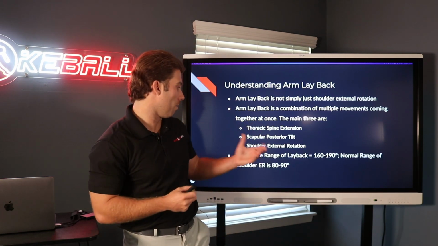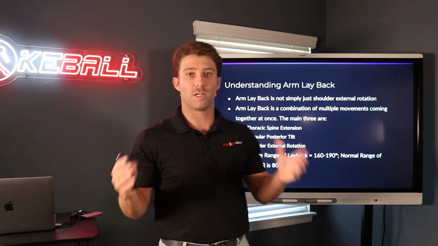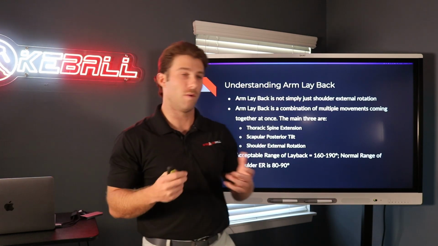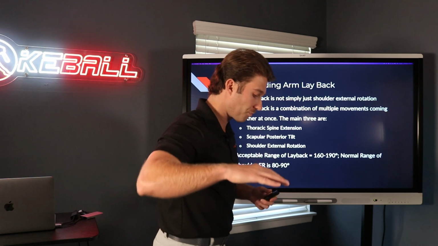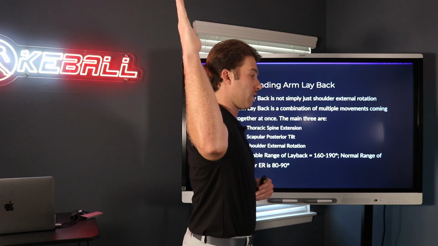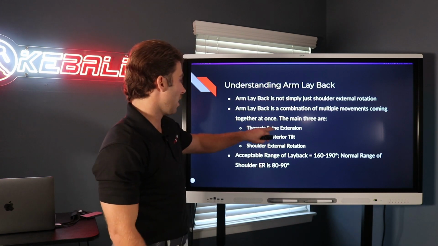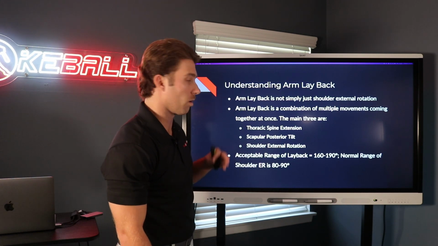The acceptable range of arm layback is between 160 to 190 degrees. That's the range that we see pretty much all big leaguers in. And one point I want to make to you guys, and I'll show you here, is that a normal range of shoulder external rotation, or a healthy range, is 80 to 90 degrees. If I stand here and keep everything neutral in my body and go as far back as possible without doing anything, that's about the furthest I can get right there. That's about 90 degrees, right? Now, if I integrate thoracic spine extension and scapular posterior tilt in combination with shoulder external rotation, let's see what happens.